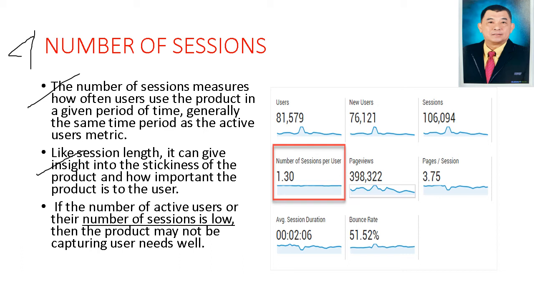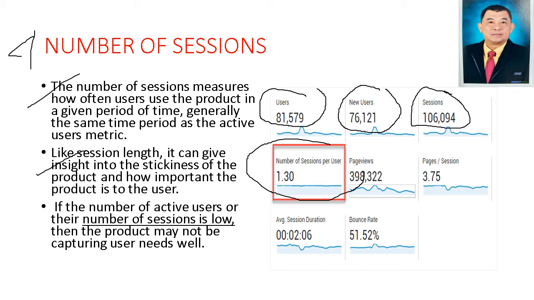So again, product engagement metrics give an opportunity for the company and entrepreneur to carry out a continuous improvement program. These are metrics so that they know how the product is performing in the market. For example, this example has a number of sessions per user of 1.3. These are the quantity of users, these are the quantity of new users, and this is the length of the session. This is the pages per session, and here are the page views. So you can see here that the number of sessions per user is 1.30.